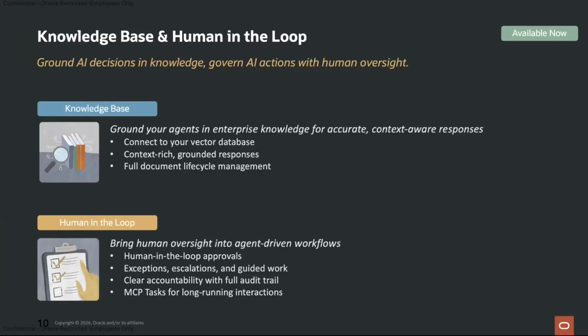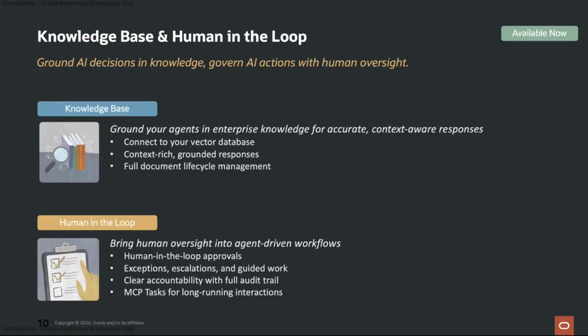And the second feature that we'll talk about today is human in the loop, and this one is really all about trust. Because no matter how good your agent is, there are decisions that need a human, things like approvals, exceptions, escalations. So anything where accountability matters. Human in the loop gives you that oversight natively with a full audit trail, so you always know what the agent did, what it referred to a human, and what decision that human actually made.